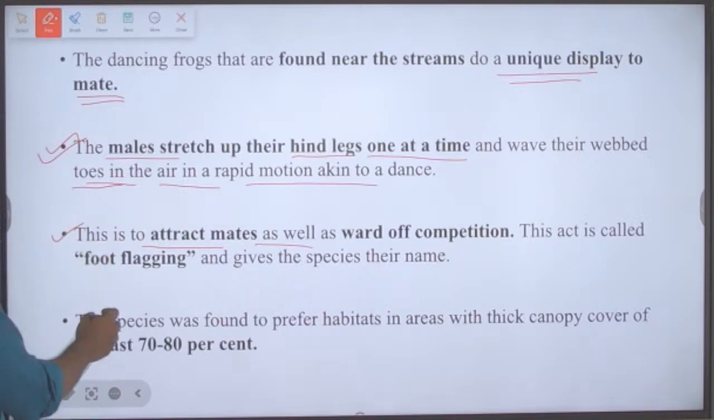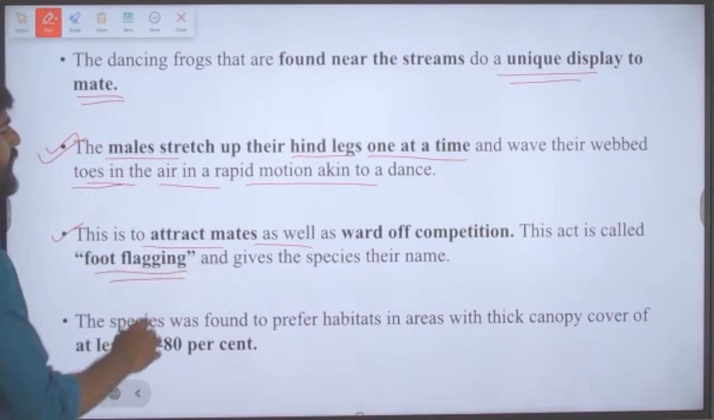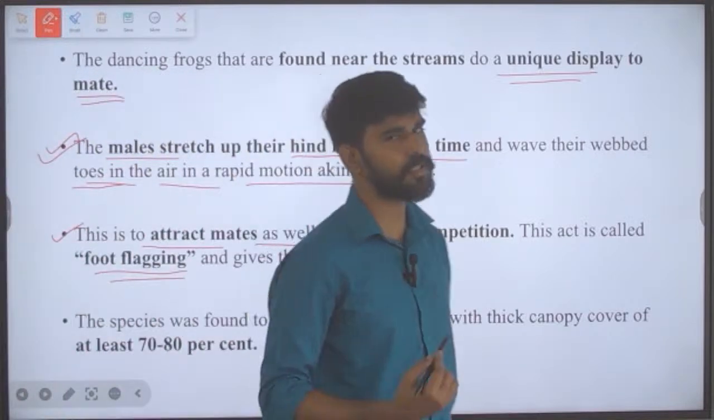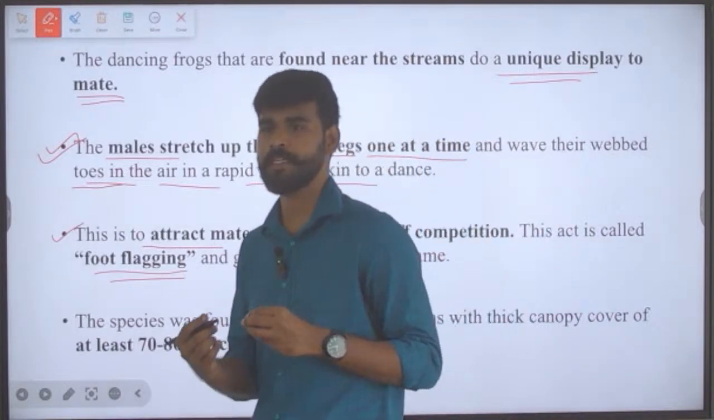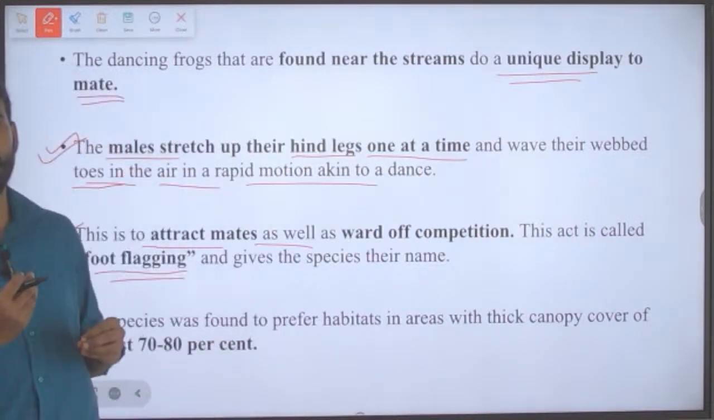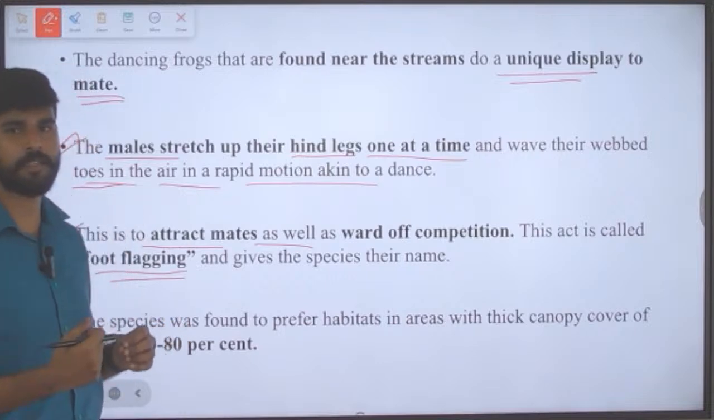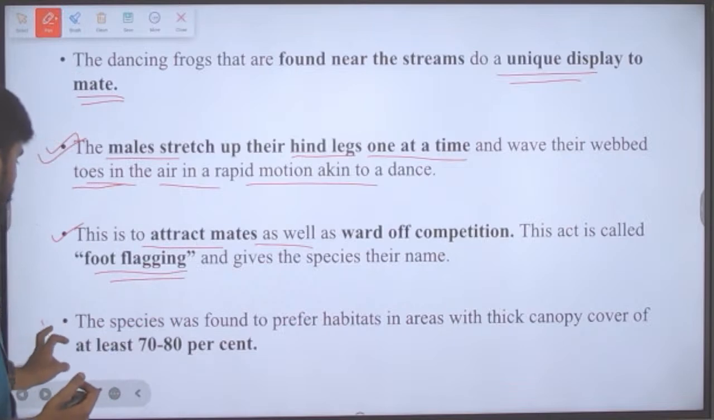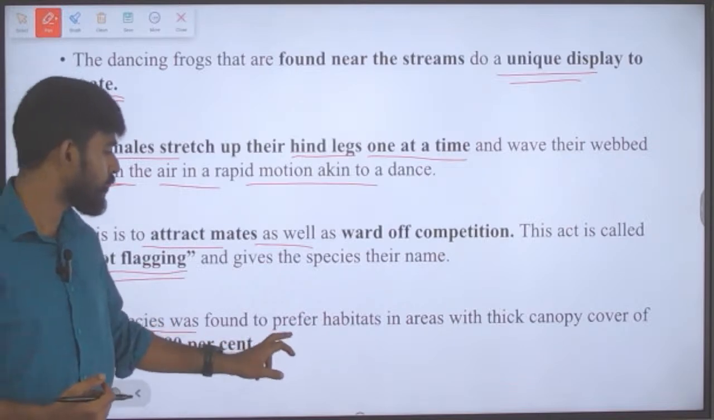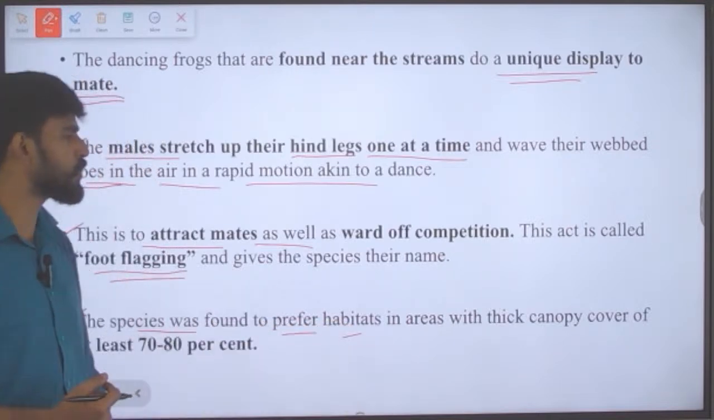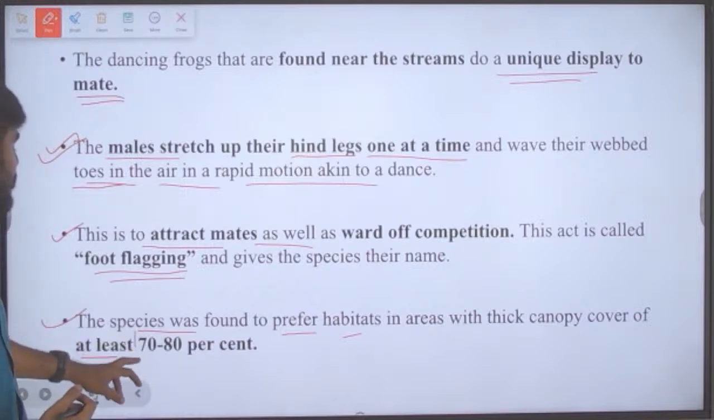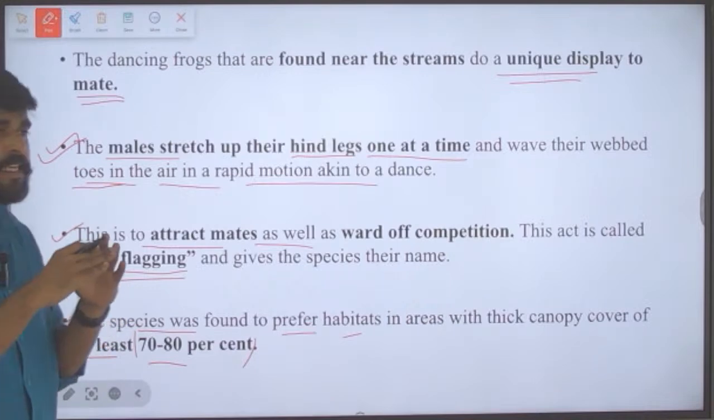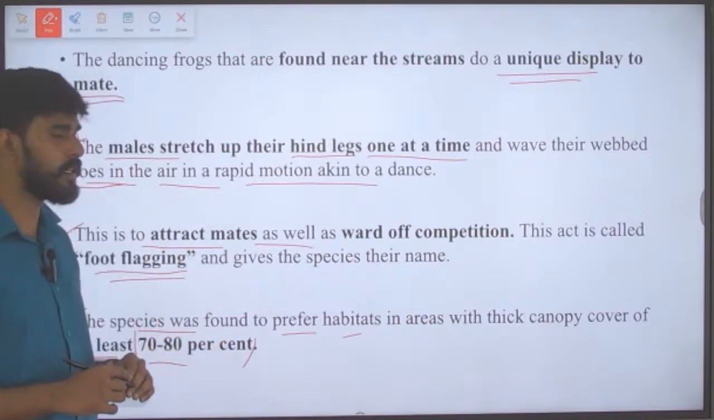Okay, and this act is called food flagging, and it gives the species their name. So a question based on this can be asked: which of the following organisms exhibits food flagging as a means to attract their mates? This species was found to prefer habitats in areas with thick canopy cover of at least 70 to 80%. So there must be thick canopy cover; only in such areas will these species be thriving.